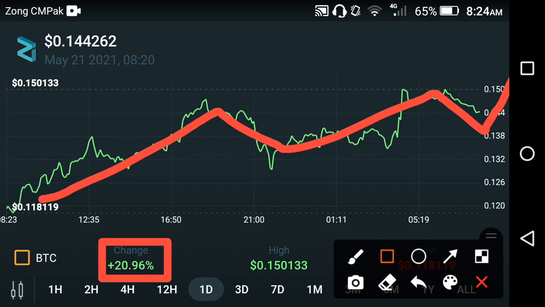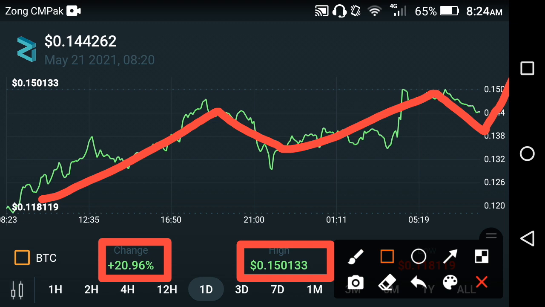And the highest price of Zilliqa is 0.150133 USD in the last 1 day, the last 24 hours, friends. So my prediction about Zilliqa is positive, and I believe that Zilliqa will take a good jump in the future, friends. What do you think?